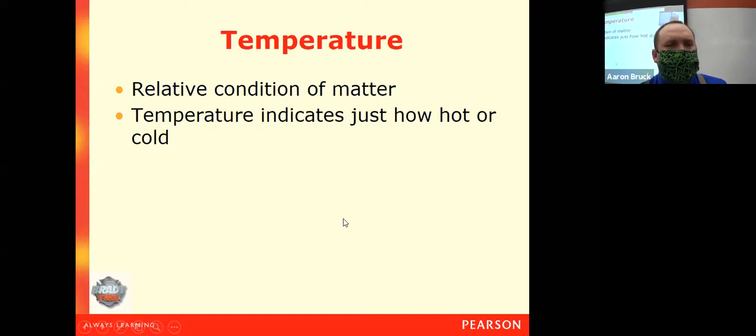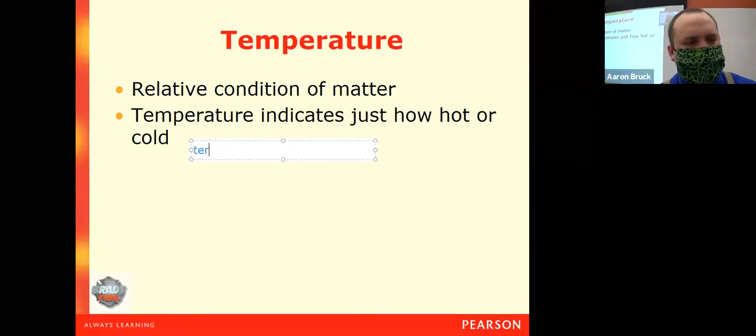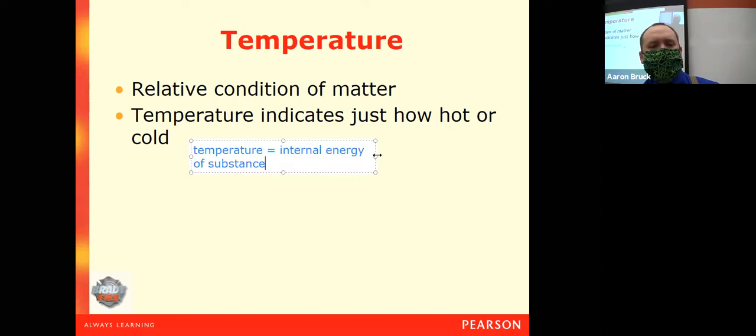Now, when it comes to talking about energy, we often have to phrase things in terms of temperature. And the reason we have to do that is because temperature and energy, especially heat energy, are very closely aligned with each other. Temperature is an indication of internal energy. So when we think of temperature, we need to think about the internal energy of a substance.